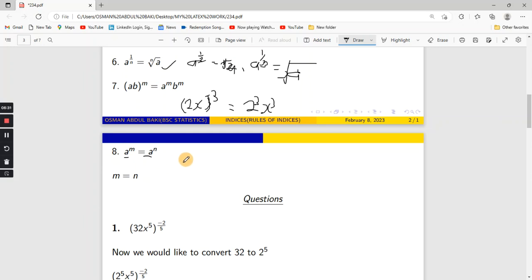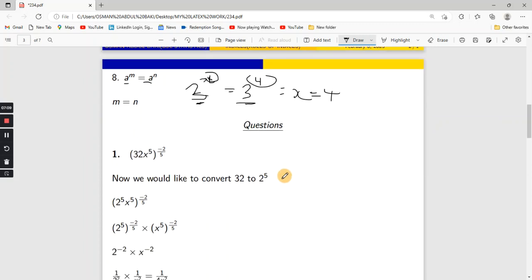Imagine you have 3 raised to the power x equal to 3 raised to the power 4. Automatically your answer will be x is equal to 4. Remember, they have the same base, which is 3. So you just equate the powers. That's all.